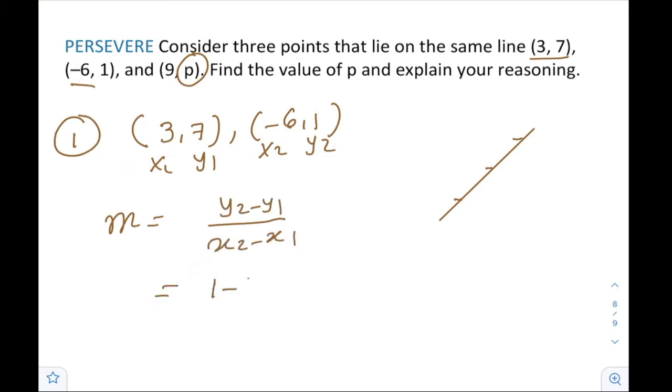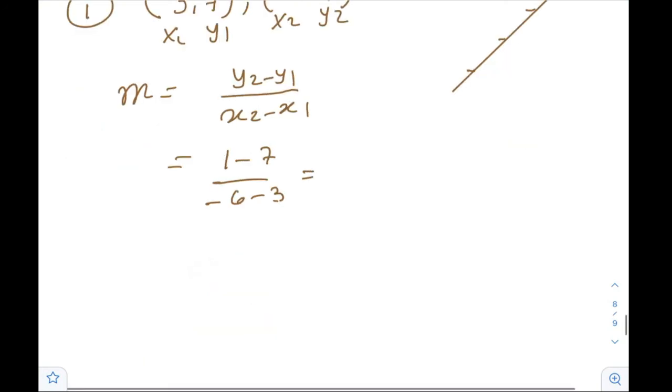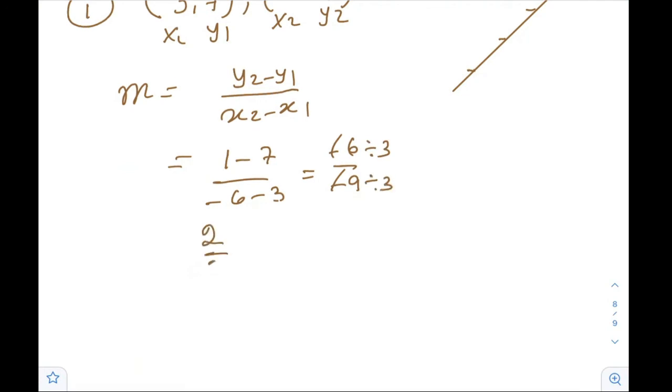1 minus 7 over minus 6 minus 3. So it is minus 6 over minus 9. Negative over negative is positive. Divide by 3, divide by 3. So it is 2 over 3. So my slope is 2 over 3.